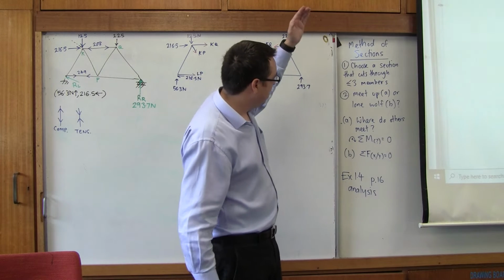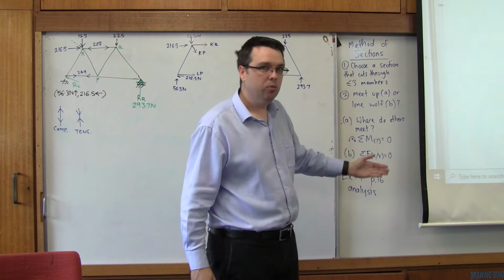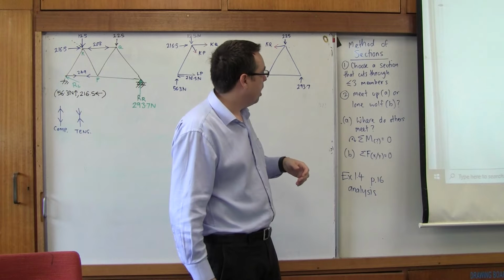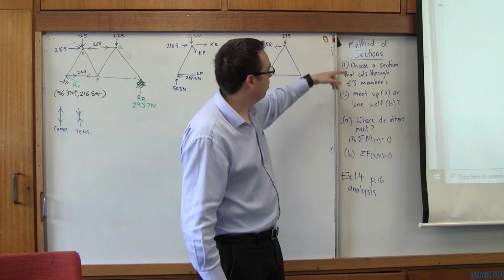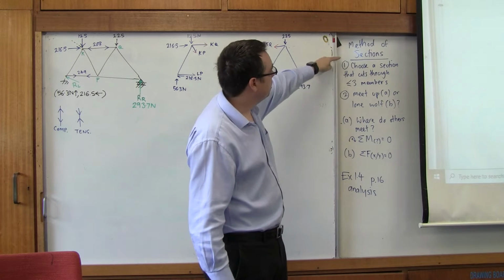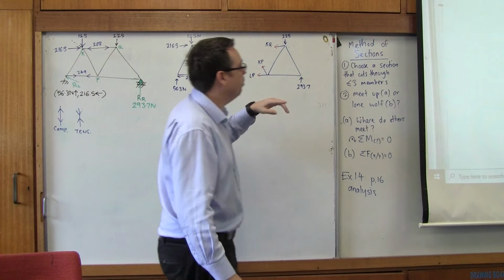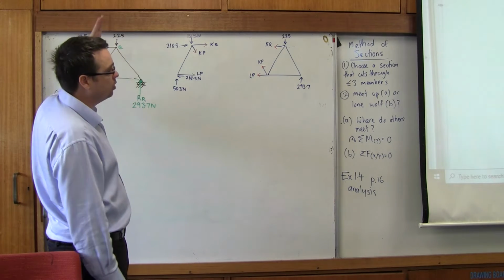Okay, there's kind of 2.5 steps, depending on the situation. We could call it 3, but yeah, it's labelled like this. First thing we need to choose a section that we've cut through. We've already done that. We've said we're going to cut through this line, cut through 3 members.